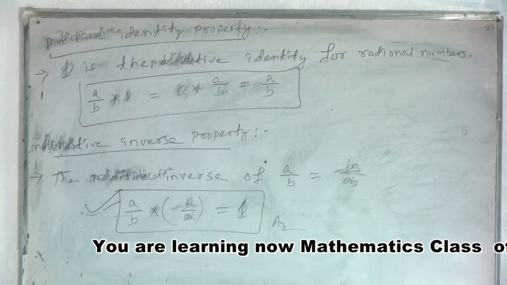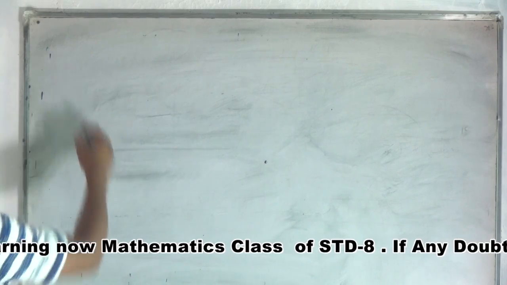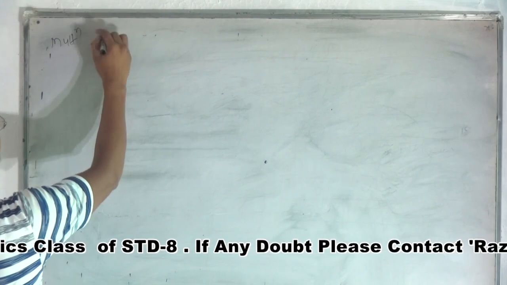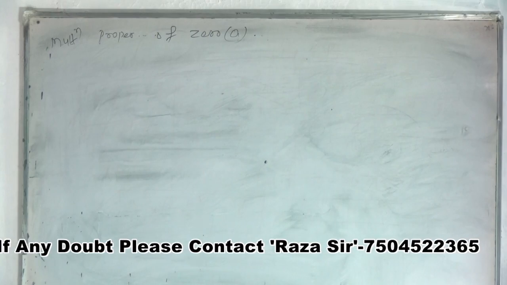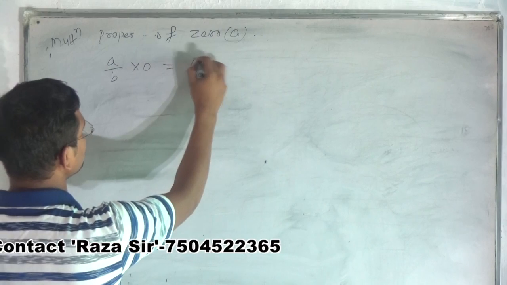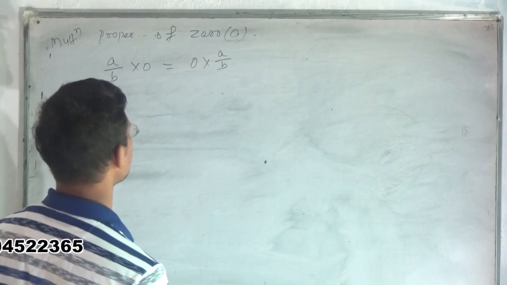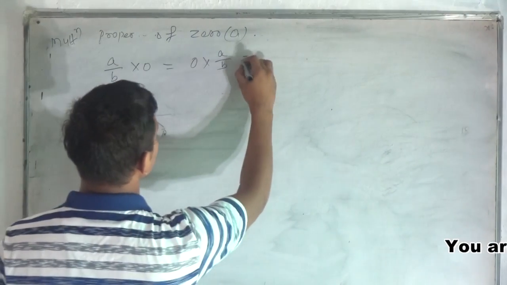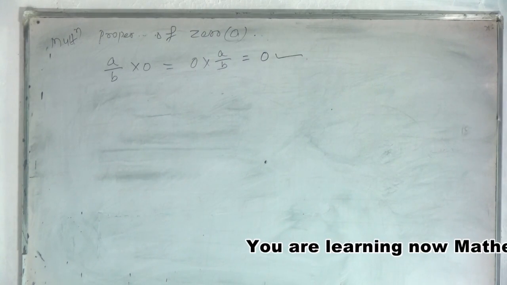Then another thing is the multiplication property of 0. A by B into 0 is equal to 0 into A by B. You multiply 0 with a rational number, or a rational number with 0, and you always get 0. This is known as the multiplication property of 0.